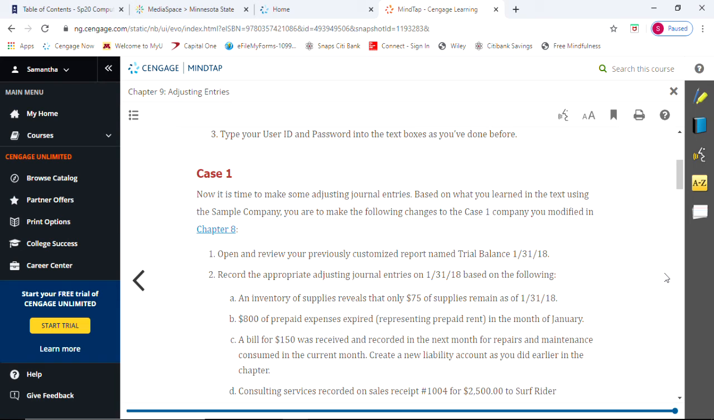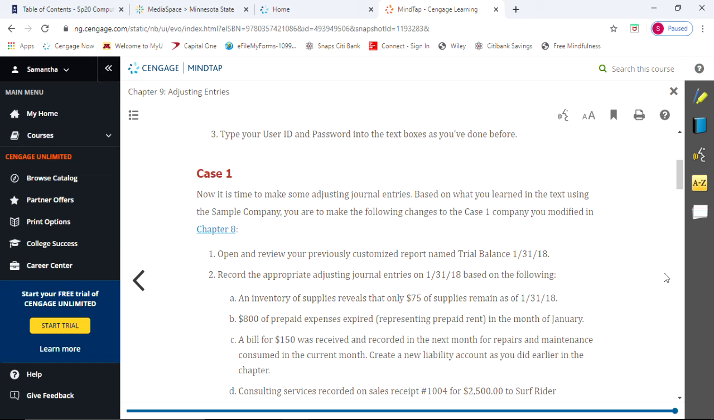Do not guess. If you don't understand how to record an adjusting entry, go back to when they taught you how to do it in the chapter and re-practice that material. Or if it's necessary, maybe you need to go back and relook at some information from financial accounting, but you learned how to record adjusting entries in financial accounting, and now you're going to be doing it here in QuickBooks.